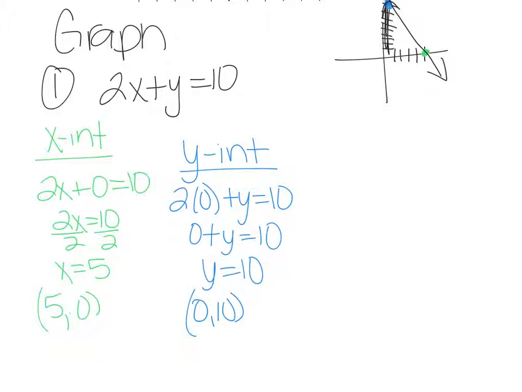Why do you have to have the arrows? Because it goes on and on and on and on, just like my sister. You get her rambling, she just goes on and on and on. No matter what you say, it just keeps going on and on. Okay, so this line goes on and on and on and on.